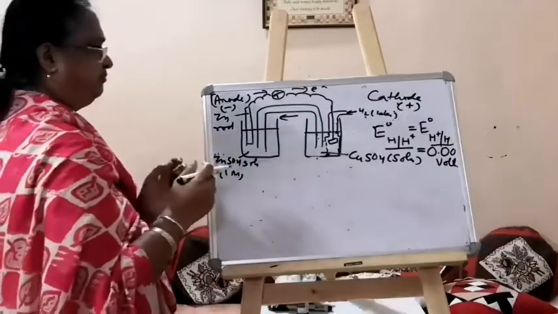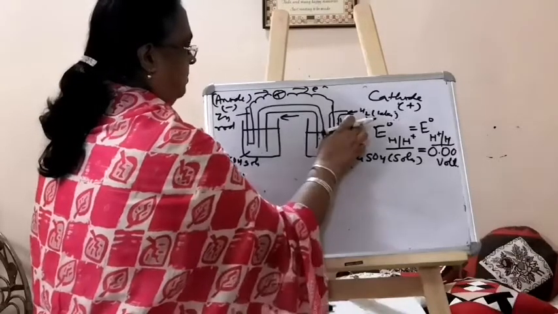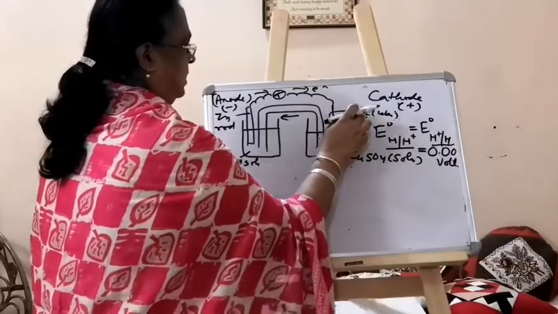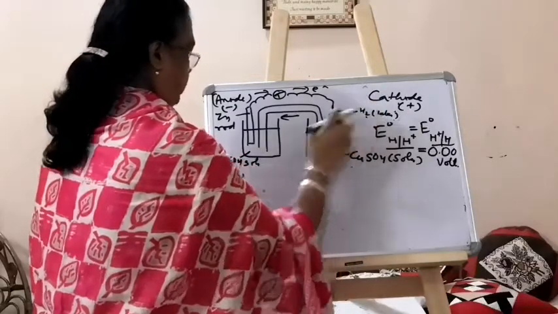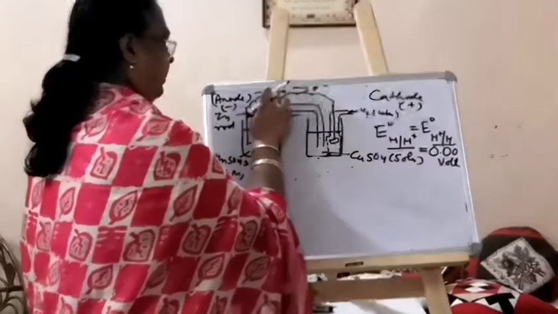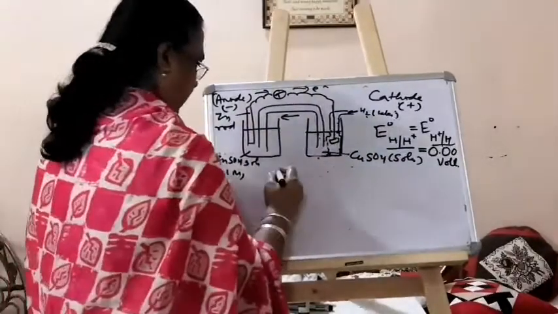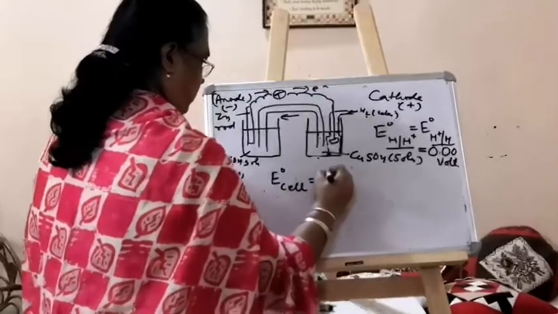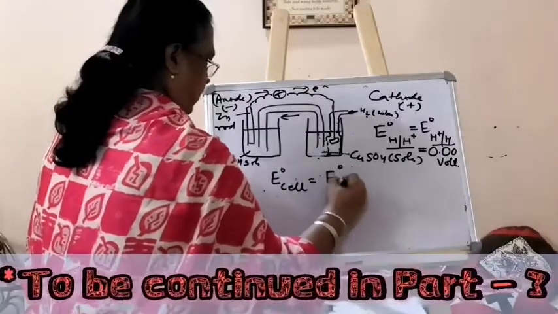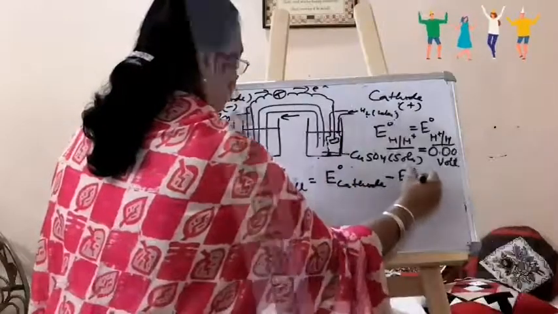So here, on this side, the electrode potential has become 0. What is this? This is your cathode or reduction potential, and whatever reading comes will be of the other electrode. So in this case, what formula did I give you? E0 cell is equal to E0 cathode minus E0 anode.